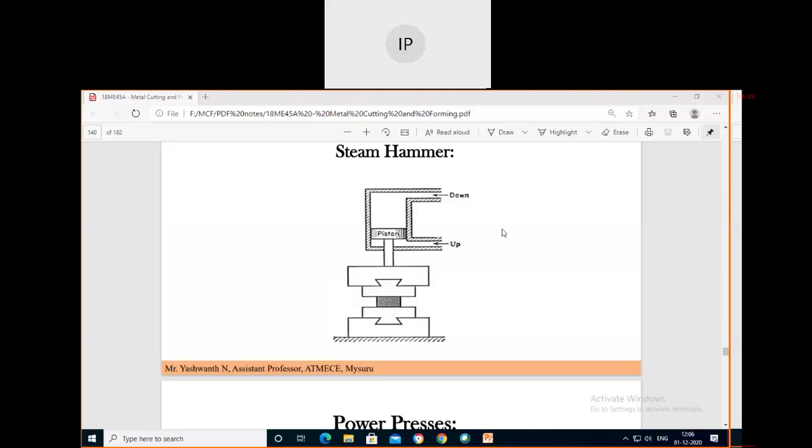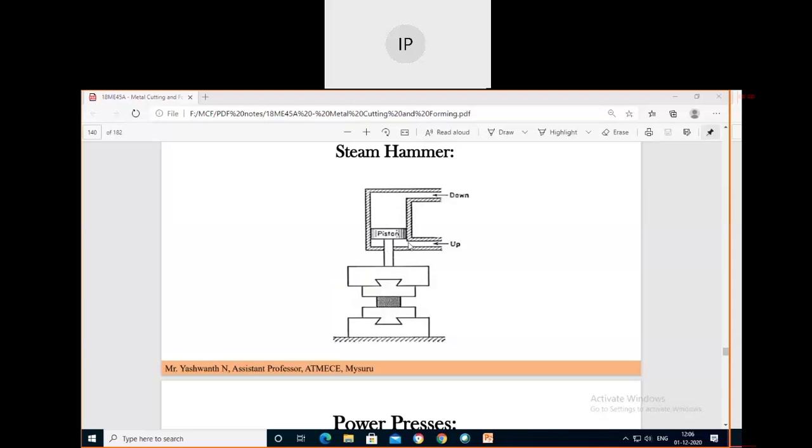Again you have to release the steam here to lift this piston. You have to add the steam from here to apply the pressure on the piston. After working, again you have to add the steam to lift this piston from top dead center. So this will continuously take place during the process. Here is the upper port, steam in, and here we have the lower port, steam in for lifting the ram.